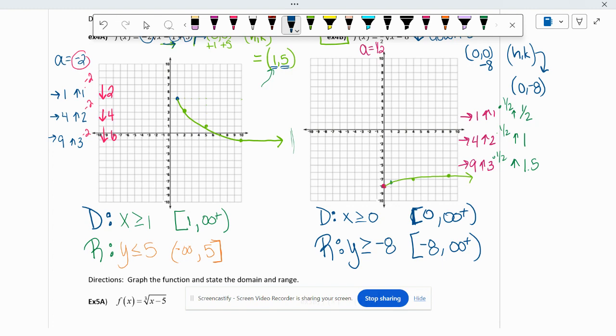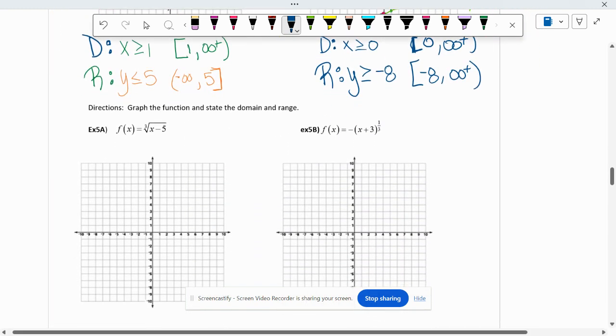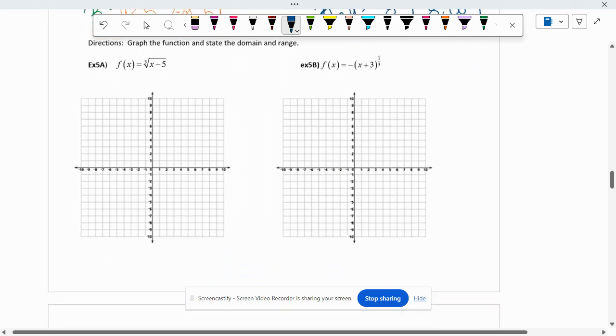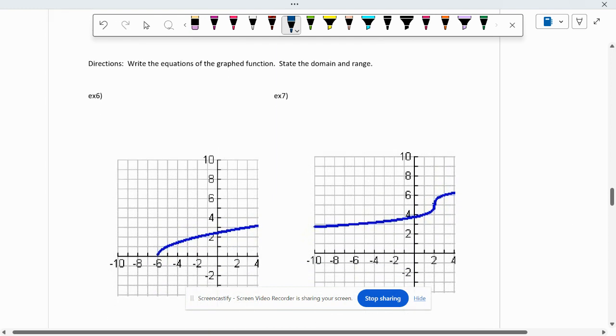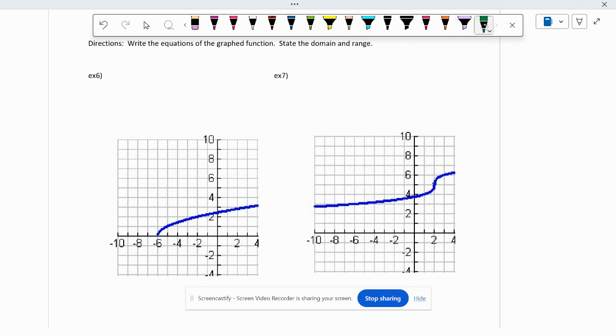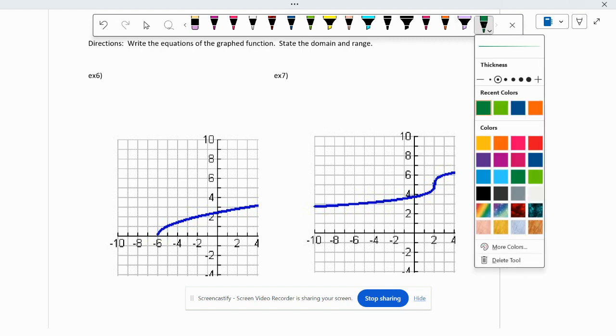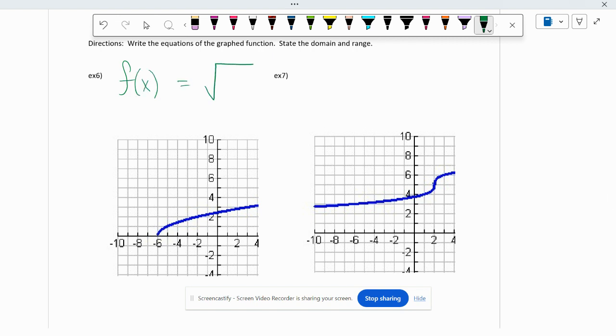Okay. All right. So we're going to skip the 5a, 5b, and I'm going to do example 6, just example 6. So example 6 says, hey, look at the graph and tell me what the function is. Well, I know that this is a square root function. So I'm going to say f of x equals something, and I'm going to put a square root sign there.